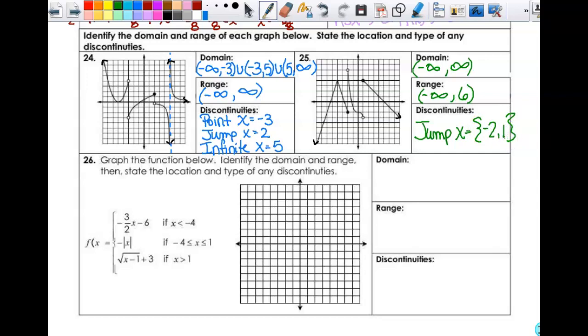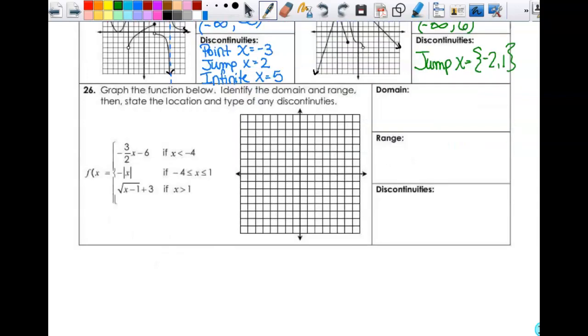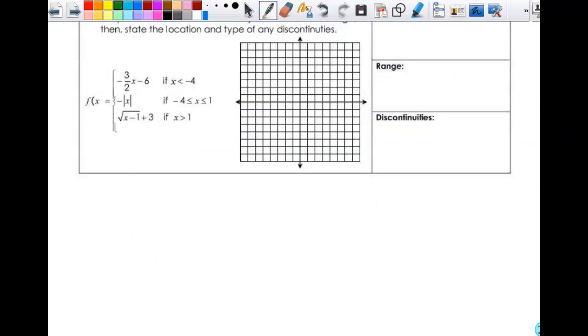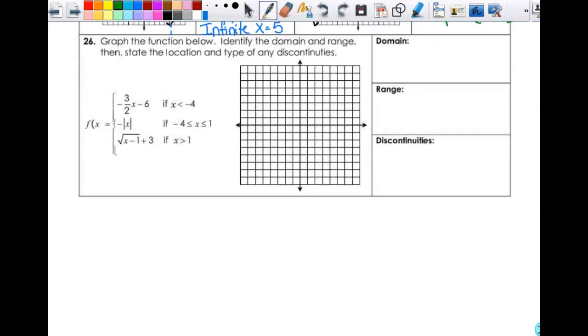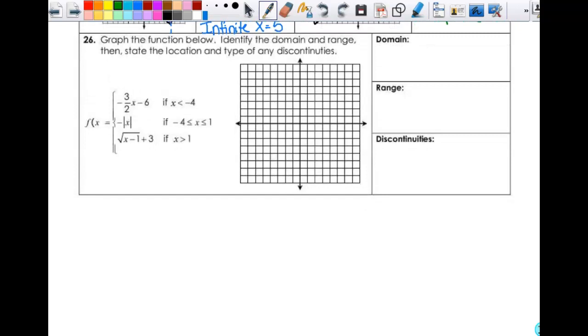All right, then lastly, we are going to graph another piecewise function. Okay, so I have 3 sub-functions, so I have 3 parent functions I need to think about. I have a linear, I have an absolute value, and I have a square root. So I'm going to put my anchor points here.